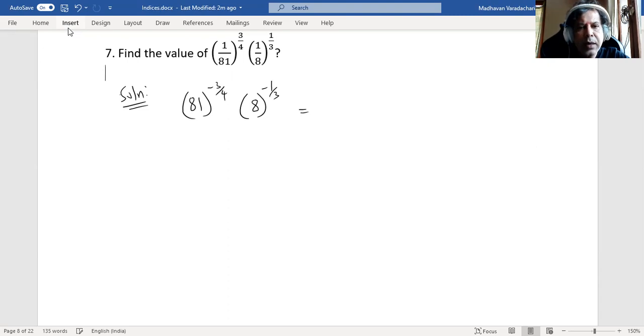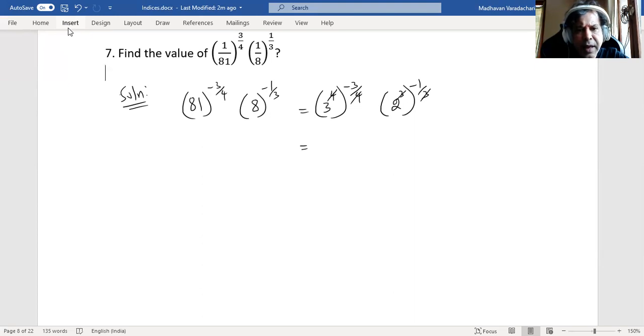Now, 81 can be written as 3 to the power of 4, to the power of minus 3 by 4. And this 8 can be written as 2 cube to the power of minus 1 by 3. This 4 and this 4 get cancelled. This 3 and this 3 get cancelled. So we will have 3 to the power of minus 3.